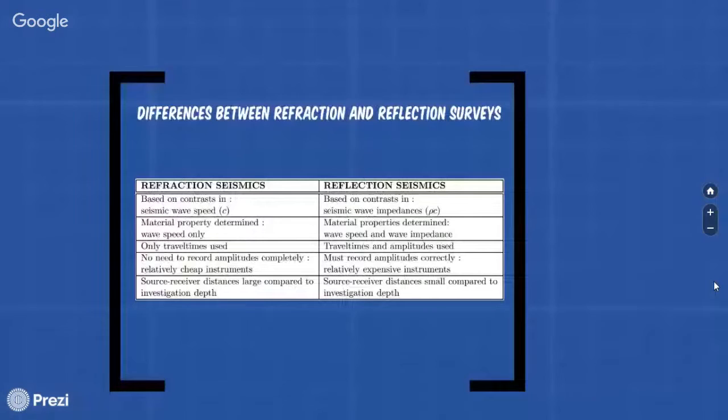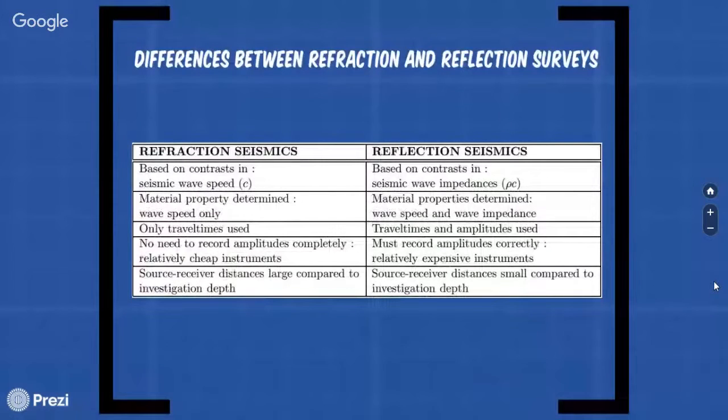So let's move to the difference between refraction and reflection surveys. A refraction seismic survey is based on contrast in seismic wave speed, while a reflection seismic survey is based on contrast in seismic wave impedance. In a refraction seismic survey, material property determines wave speed only. In a reflection seismic survey, both wave speed and wave impedance are determined.